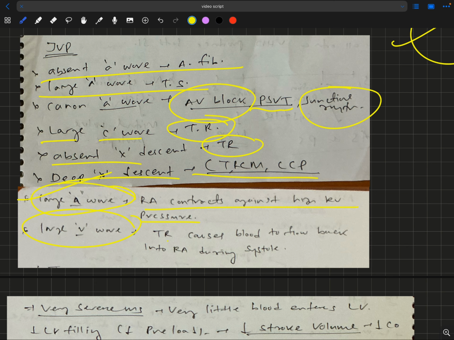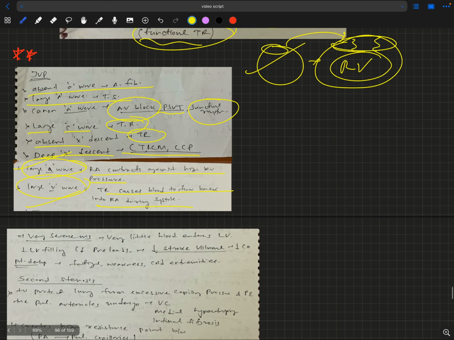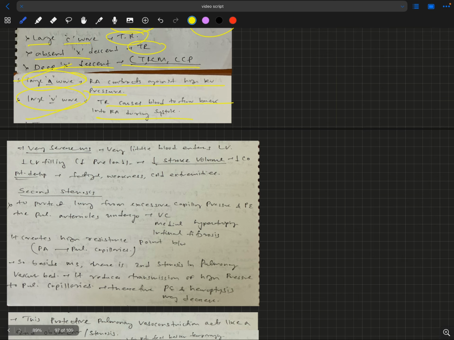Large V wave: TR causes blood flow back into the RA during systole due to development of functional tricuspid regurgitation, that leads to large V wave. So these are the JVP findings in case of pulmonary hypertension or mitral stenosis in the long run.